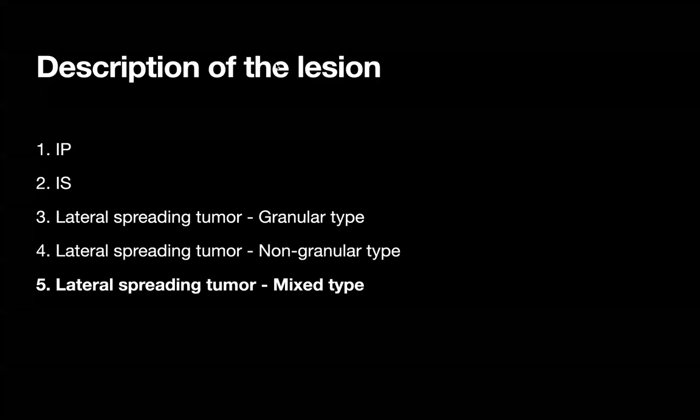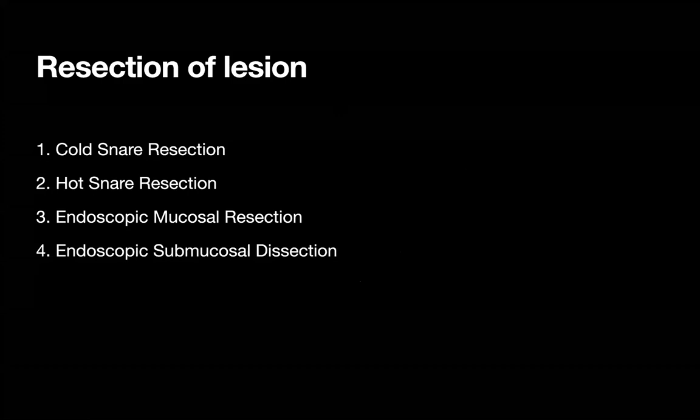All right. So the next step is you saw the lesion, and I want to see what your thoughts are in terms of resection of this lesion. Are you going to use a cold snare, a hot snare without injection, or hot snare with submucosal injection, otherwise known as endoscopic mucosal resection, or you would go with endoscopic submucosal dissection?